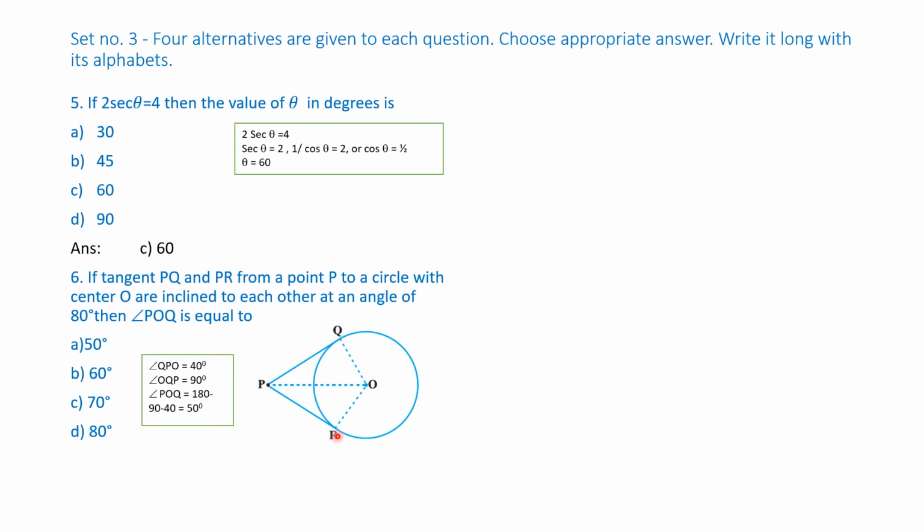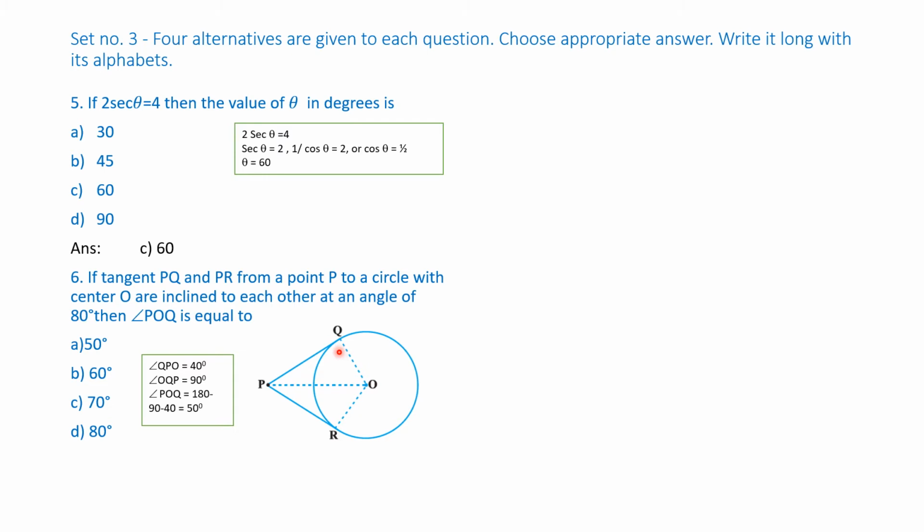Therefore, P is a point away from the circle. These two tangents make an angle of 90 degrees at Q and 90 degrees at R with respect to O, and it is given that the two tangents are inclined at 80 degrees. Therefore, they make equal angles, so it will be half of 80 degrees. Therefore, angle QPO is equal to 40 degrees and angle OQP is equal to 90 degrees.